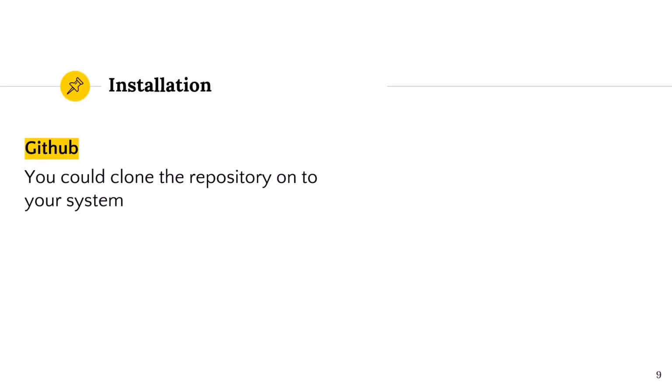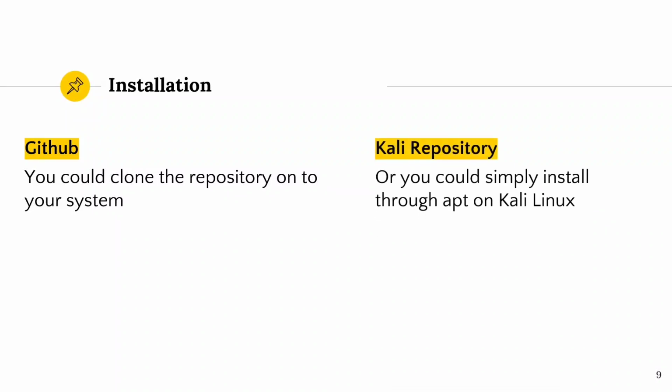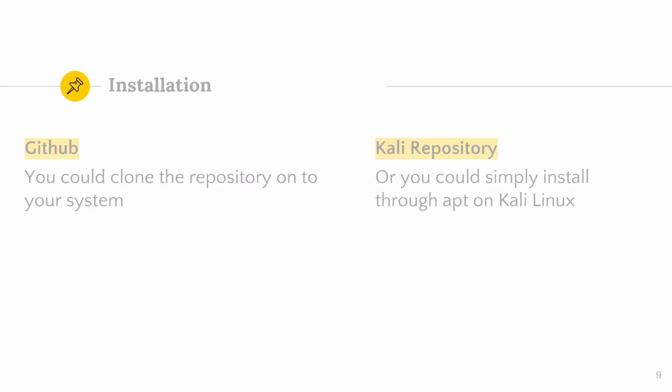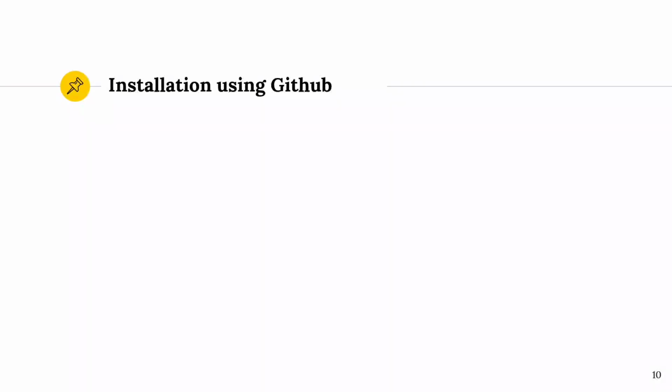Now, let us take a look at how to install it. We can install it via GitHub from the official PHPSploit repository or using Kali Linux repositories. For installing PHPSploit, we need to have Python, pip, and git installed on our machine. And if you are using Kali Linux, they are pre-installed in it, so you do not have to worry.